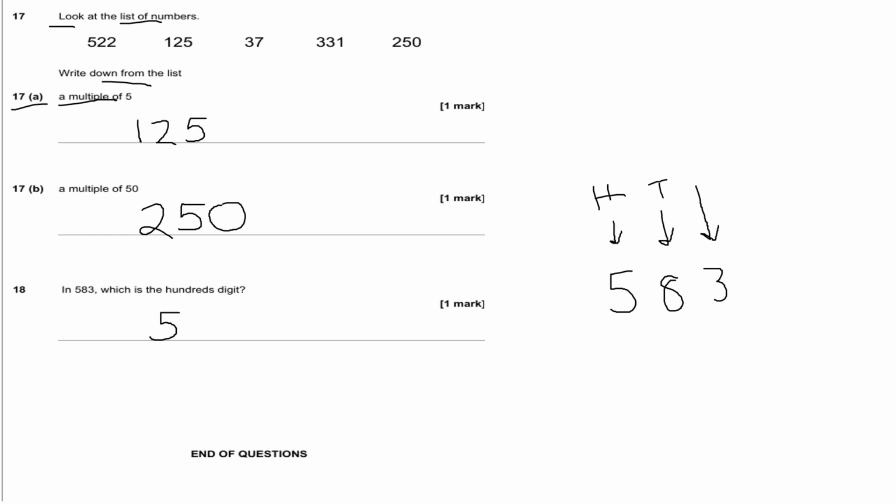So yeah, if you're unsure, please also revise this topic, okay? But that takes us here to the end of this section, and that's the end of the paper, okay? For looking at properties of number, component 1. We'll start looking at the other components in the next series or next few videos, okay?